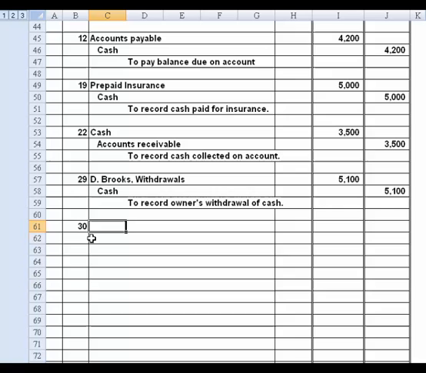Okay, so on the 30th, we have more office supplies to record. Office supplies are a short-term asset, a current asset, if you will. And the dollar amount we purchased was $600. I'll just type it in. And the credit then would be, it said on account, so again we're going to use accounts payable. We will indent that, and we will say to record office supplies purchased on account. And I'll move it down one line.